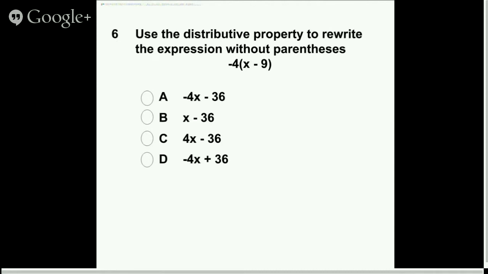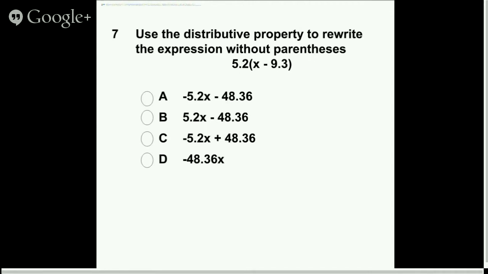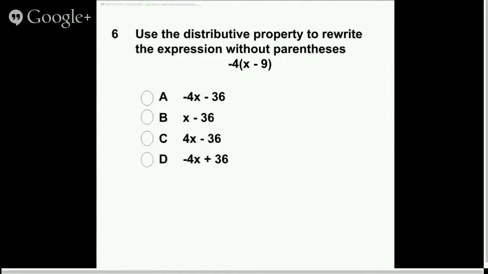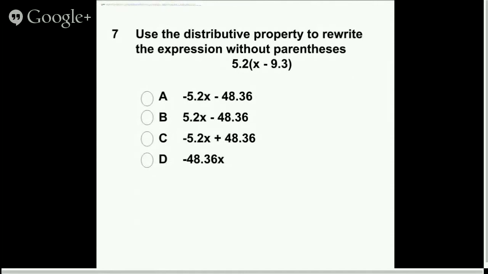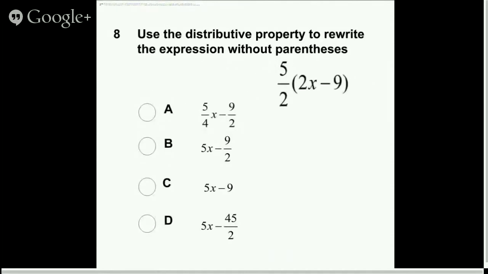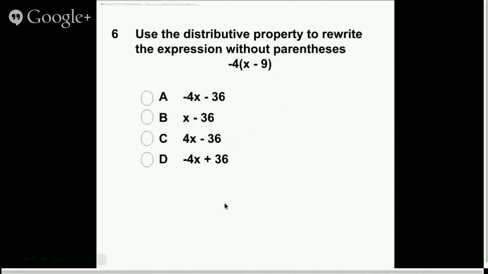Oh, no, one more. 2 more. 3 more. Sorry, I wanted you to get some practice with negative signs, decimals, and fractions. They all work the same. Try these in your notebook. Go ahead and pause it.